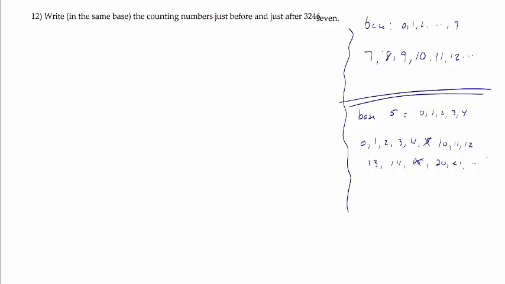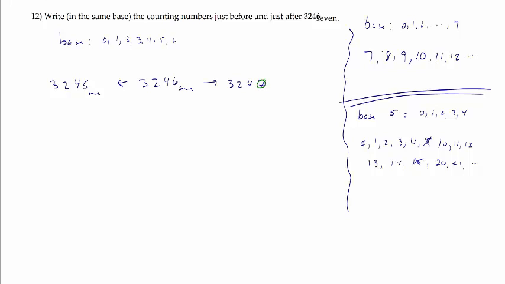Okay, so let's go up here to base 7. For base 7, the numerals that I can use are 0, 1, 2, 3, 4, 5, and 6. That's it. I cannot use 7 or 8 or 9. Those don't exist in base 7. So here I have the number 3246 in base 7. The number beforehand is an easy one. That's 3245. We just subtract 1. The problem is the number afterwards. I get 3247.